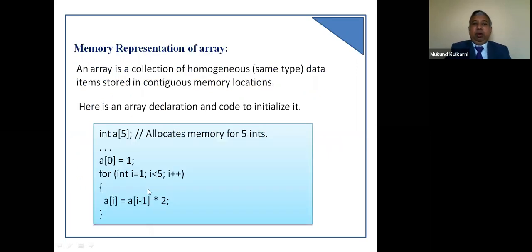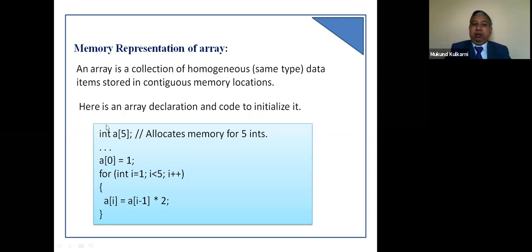Once array is created, we can store different values inside it. An array is a collection of homogeneous data items stored in continuous memory locations. It always uses continuous memory. That is the important part that we have to consider in case of array.